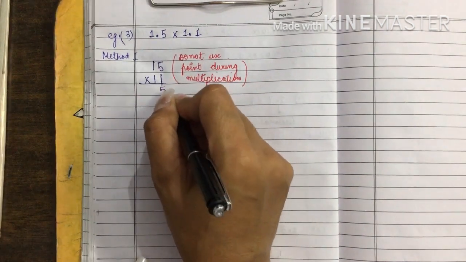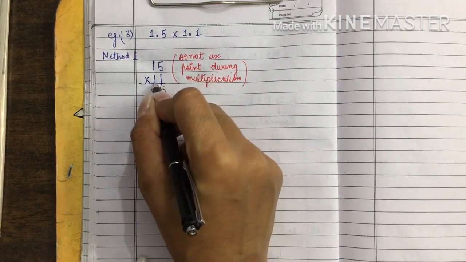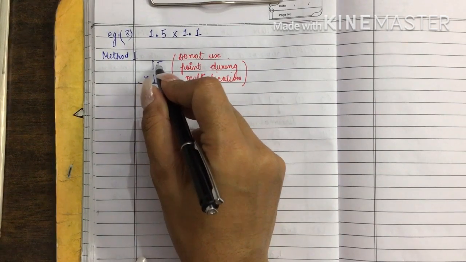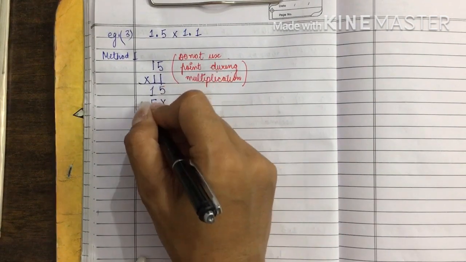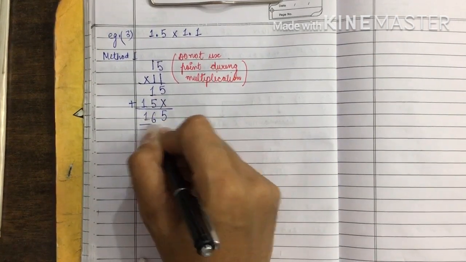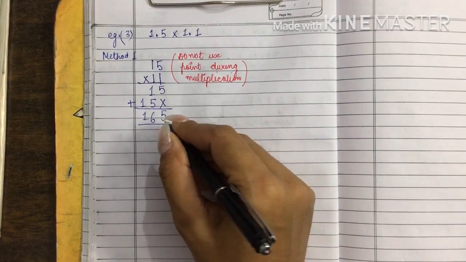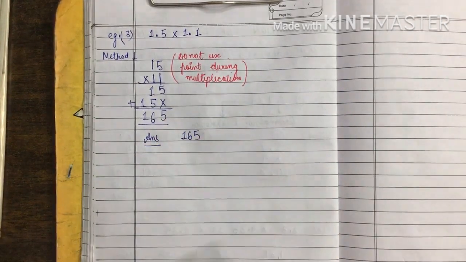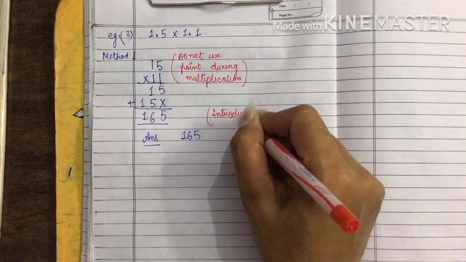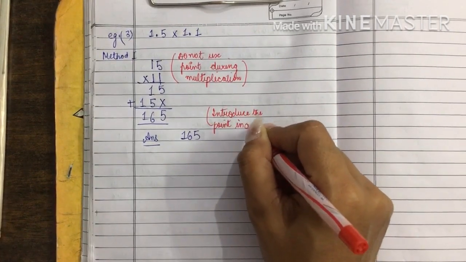This is 1 multiplied by 5, 5, 1 into 1 is 1, cross, then the next digit, 5 into 1 is 5, 1 into 1 is 1, adding 5, 6 and 1. So this is the answer. Now this is the answer for the multiplication. Now I have to put my point back. You will introduce the point in the answer.